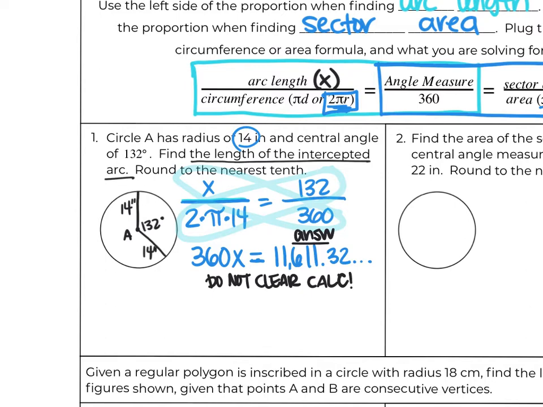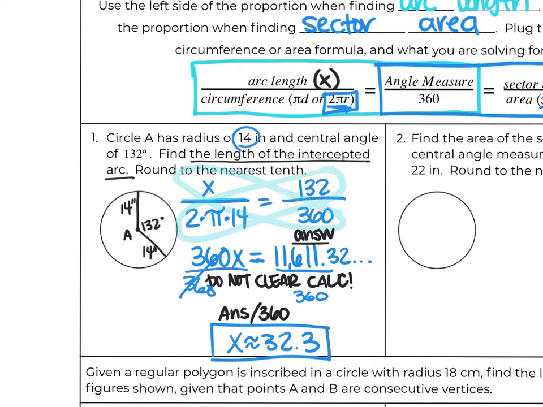So you want to think, okay, well, I would just then divide by 360, which cancels, and I divide this by 360. So on your calculator, once you have that multiplied answer, just click divide by 360. So your calculator should say answer divided by 360. Okay, enter. That gives me x is approximately 32.25, so that'll make it 32.3.